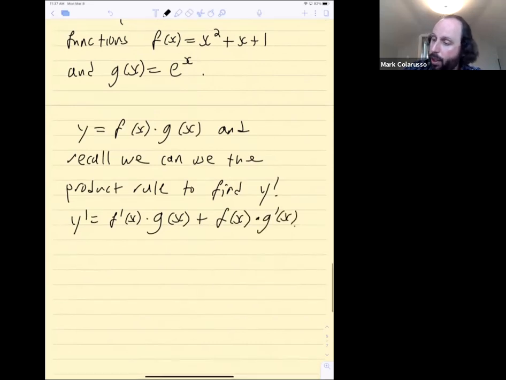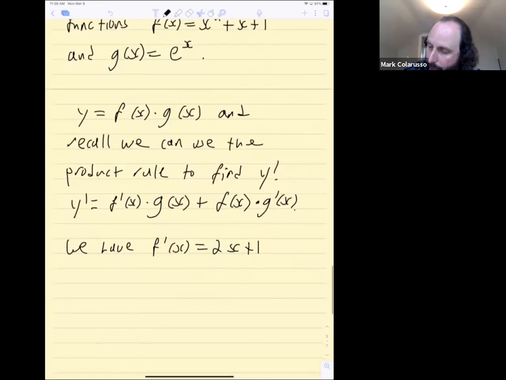All right. And so we gotta compute these derivatives for this f and this g, and then just plug them into the formula for the product rule. So y prime equals the derivative of f. Okay, maybe we should write them out first, so I don't get ahead of myself. The derivative of f, this is just an easy power rule problem, so this is just 2x plus 1.